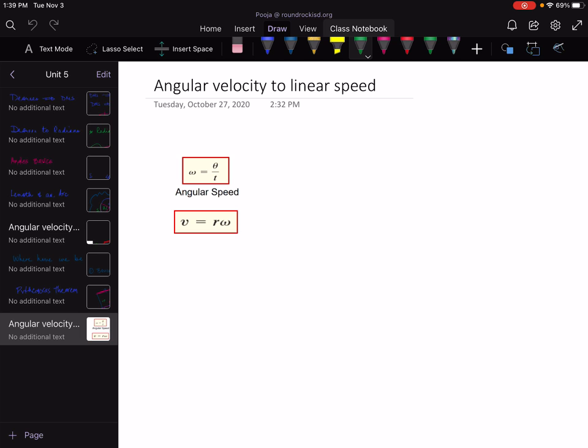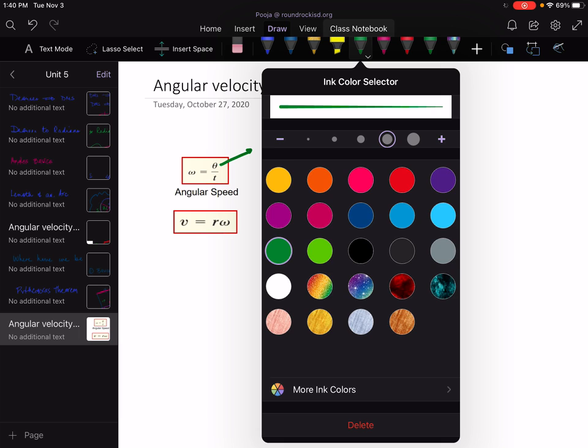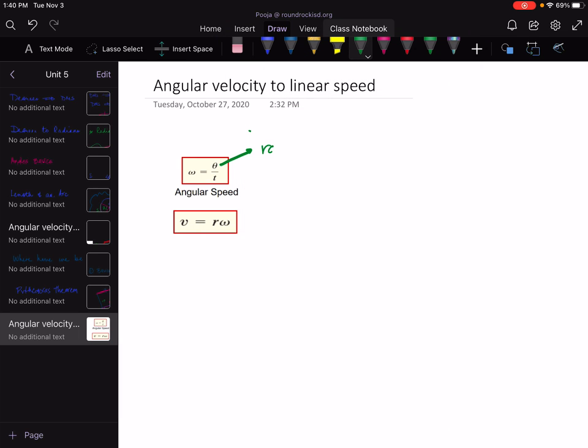So there are two examples, or three examples, and two formulas. The first one listed here is W is equivalent to theta over t, and W is referred to as the angular speed. Now theta, of course, is the angle. However, please keep in mind that this theta needs to be in radians and not degrees. All right.